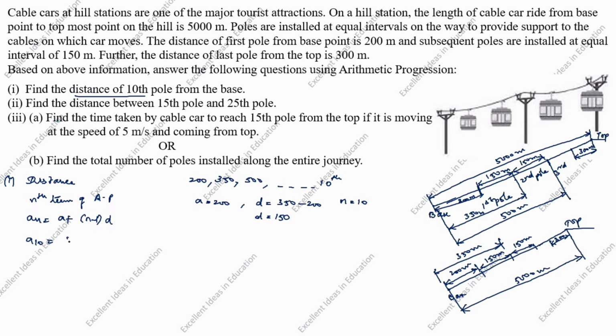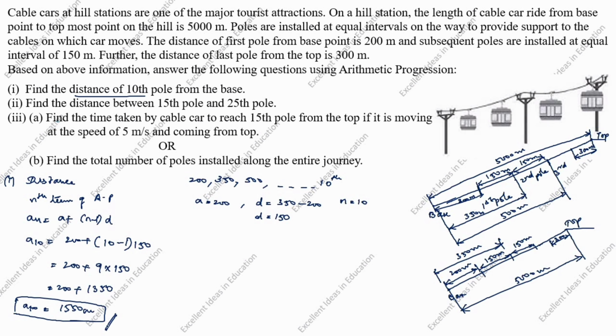A10 is equal to A is 200 plus open the bracket N is 10 minus 1 into D is 150, equal to 200 plus 10 minus 1 is 9 into 150, equal to 200 plus 9 into 150 is 1350, equal to 200 plus 1350 is 1550 meter. This is A10. Distance of the 10th pole from the base. From base to 10th pole is 1550 meter. This is the answer.